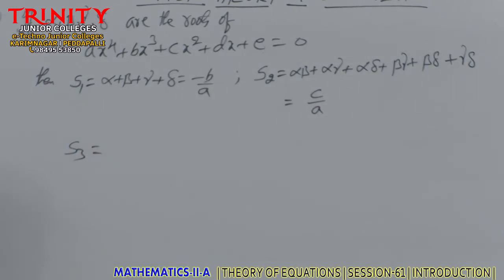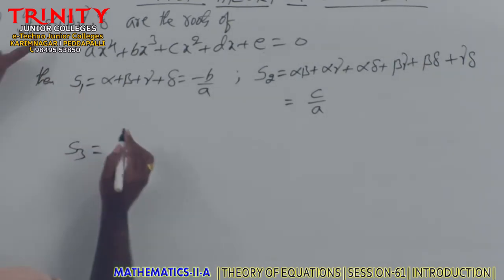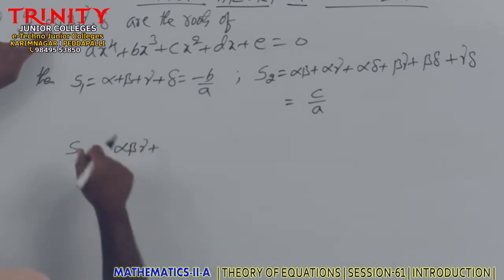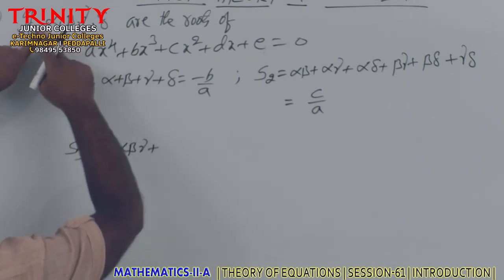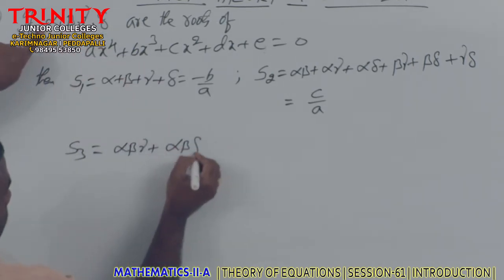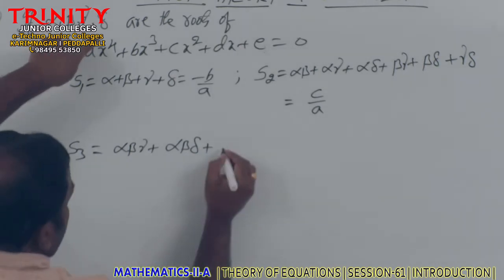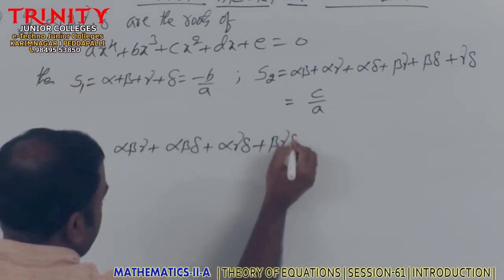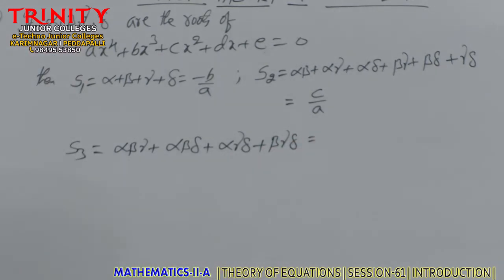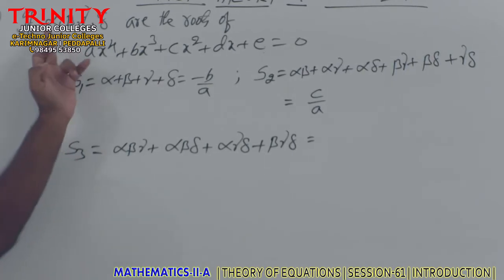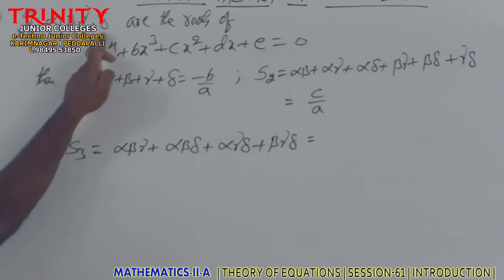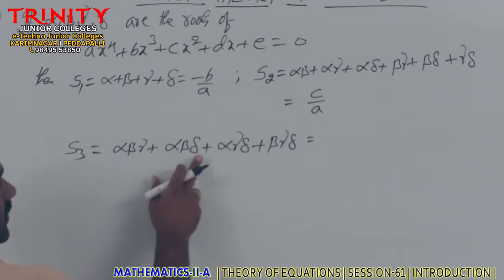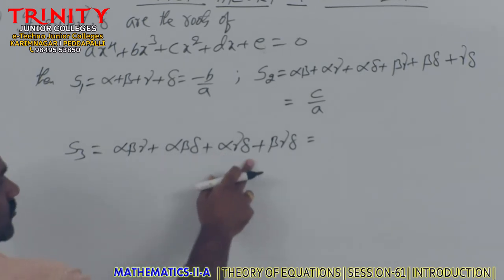S3, the sum of products of three roots: alpha beta gamma, alpha beta delta, next alpha gamma delta, next beta gamma delta. Is there anything else possible? Alpha beta gamma, alpha beta delta, alpha gamma delta, beta gamma delta. Only 4 products. Therefore, this is the sum of products of three roots.